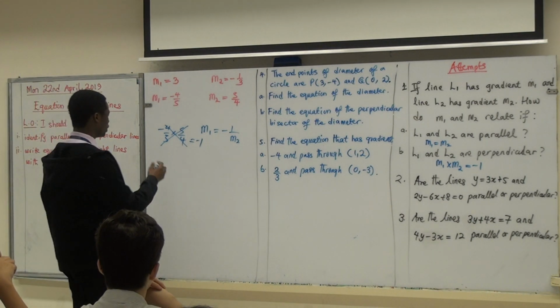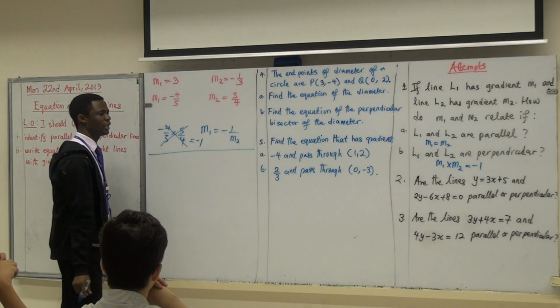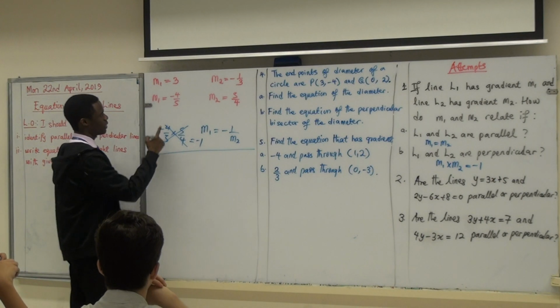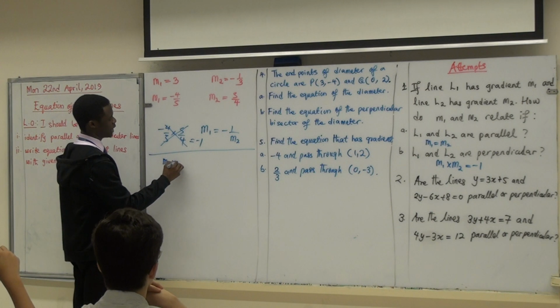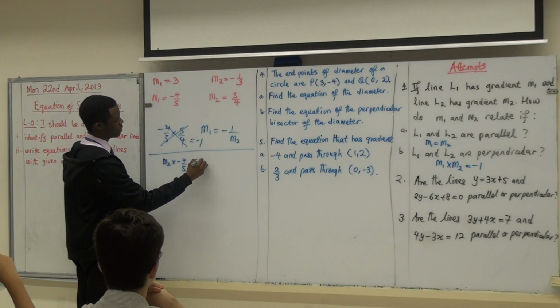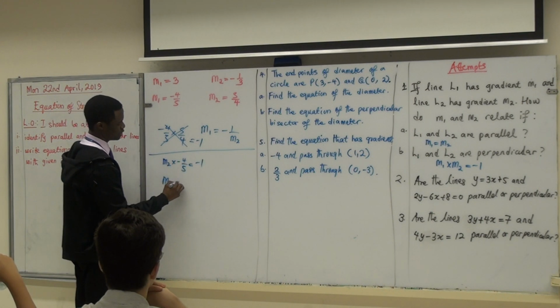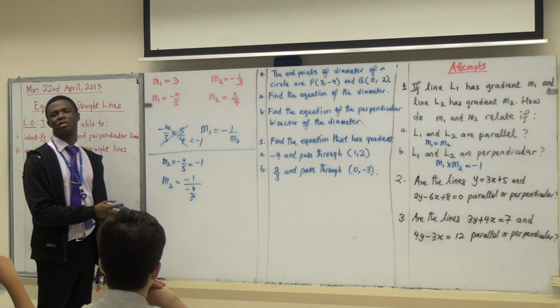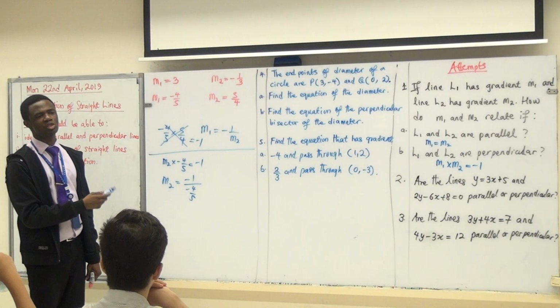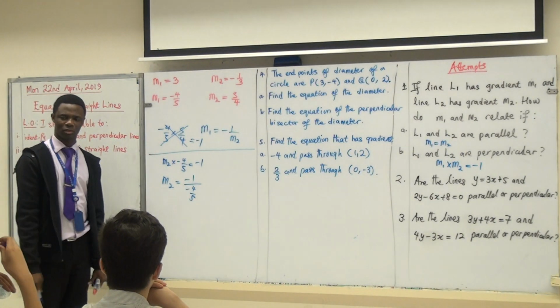I do not expect you to show me this. For example, you are looking for the second gradient and you say, oh, M2 times that is equal to minus 1, M2 is minus 1 divided by that. If I see this, this is wasting my time. I'm just going to cancel everything.